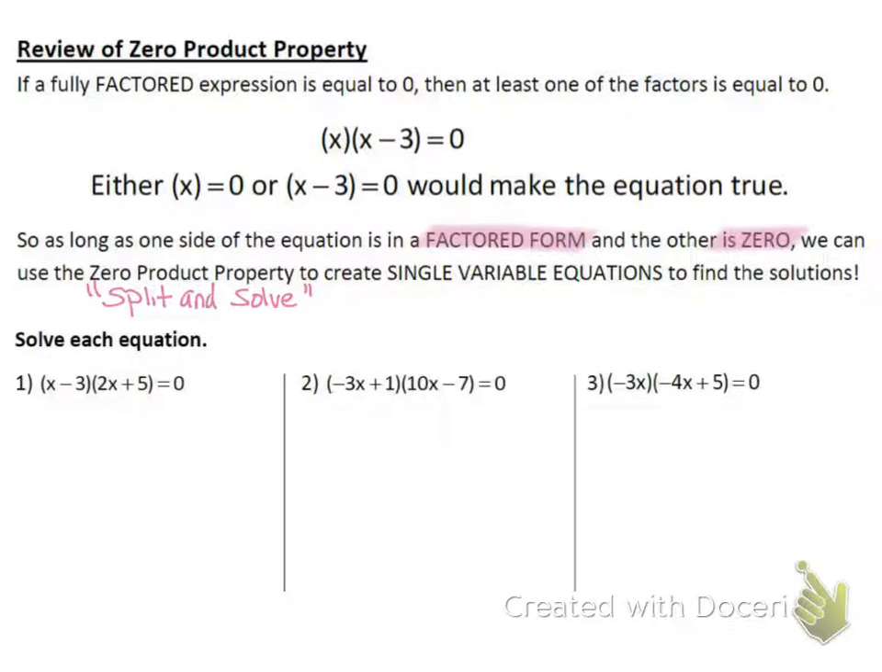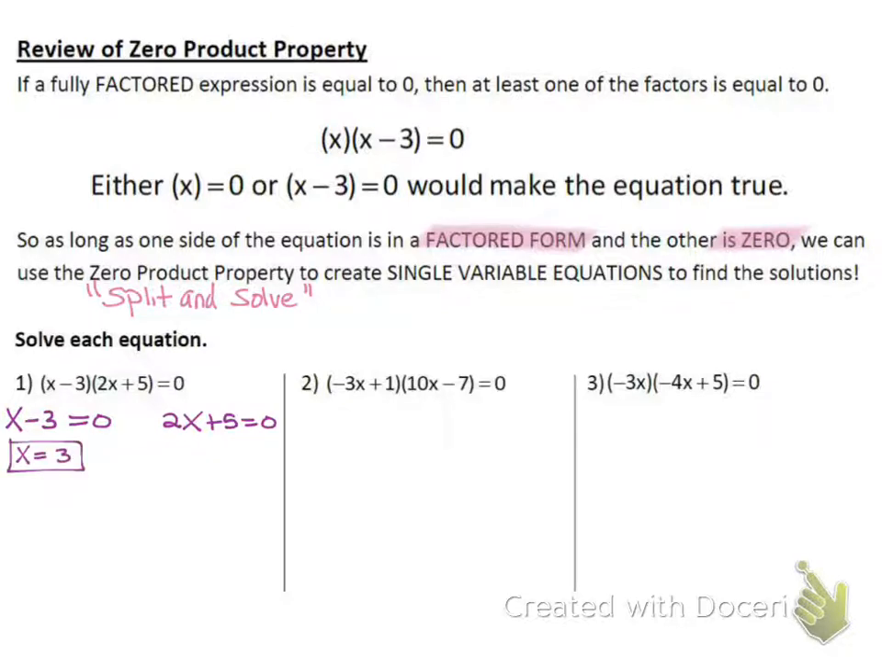So here are three examples, and the directions say to solve each equation. If you look at example number 1 here, we are fully factored on the left and set equal to 0 on the right. That means that we can use the zero product property. So if we were to split this equation up, we would set each factor equal to 0. In this case, x minus 3 equals 0 and 2x plus 5 equals 0. That allows us to use our inverse operations to solve this equation using skills we already know.